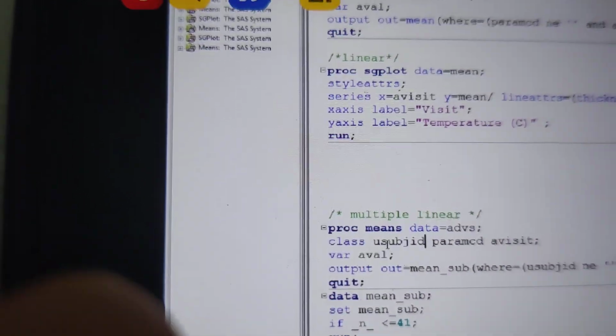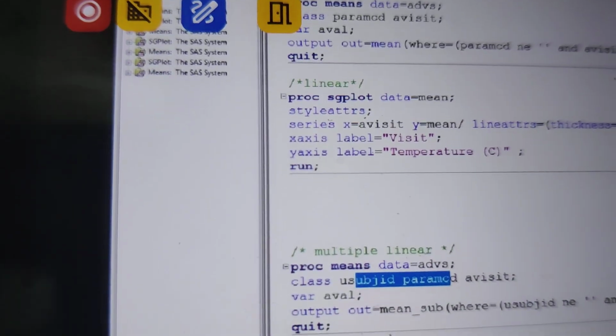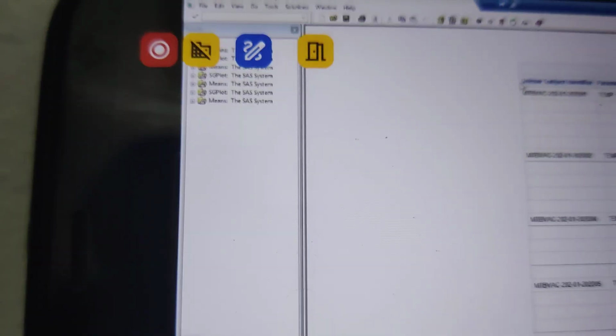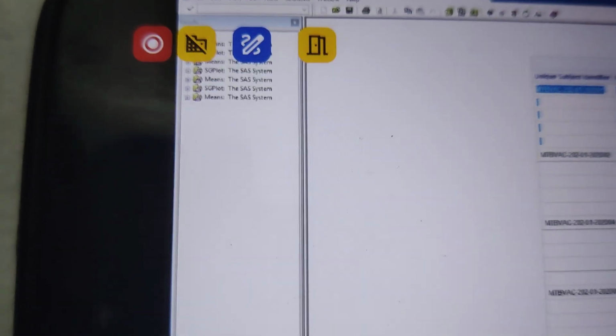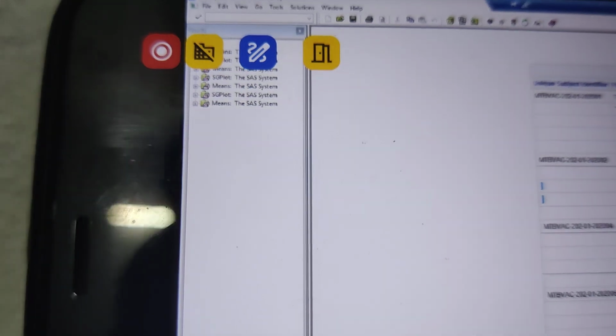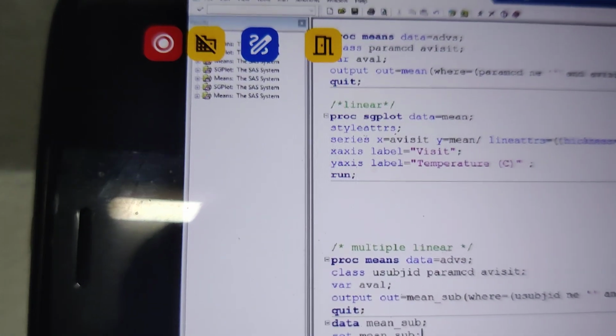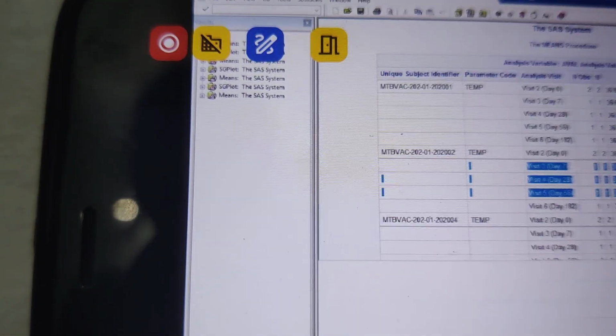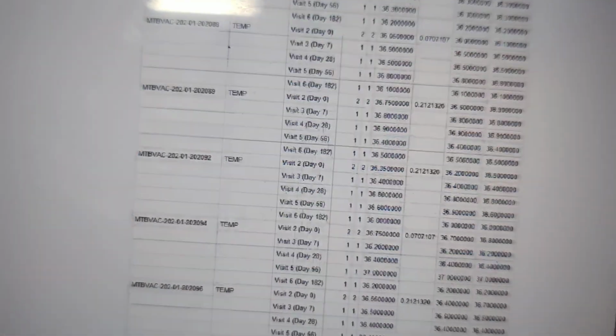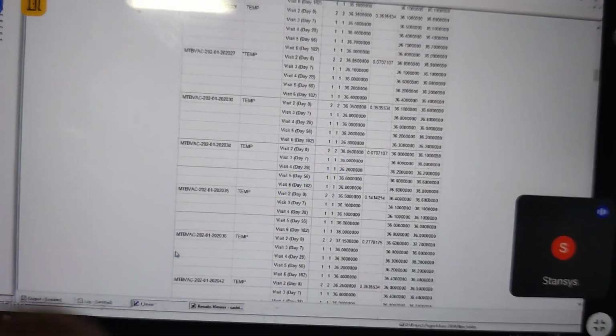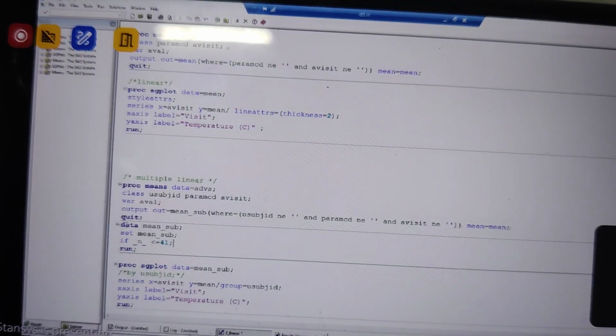Okay, so it means for each and every subject, each and every visit, we will get values, if you can see here. But the data is very big. If we draw the multiple linear model, it will be clumsy. So that's why we are taking only some 41 records.